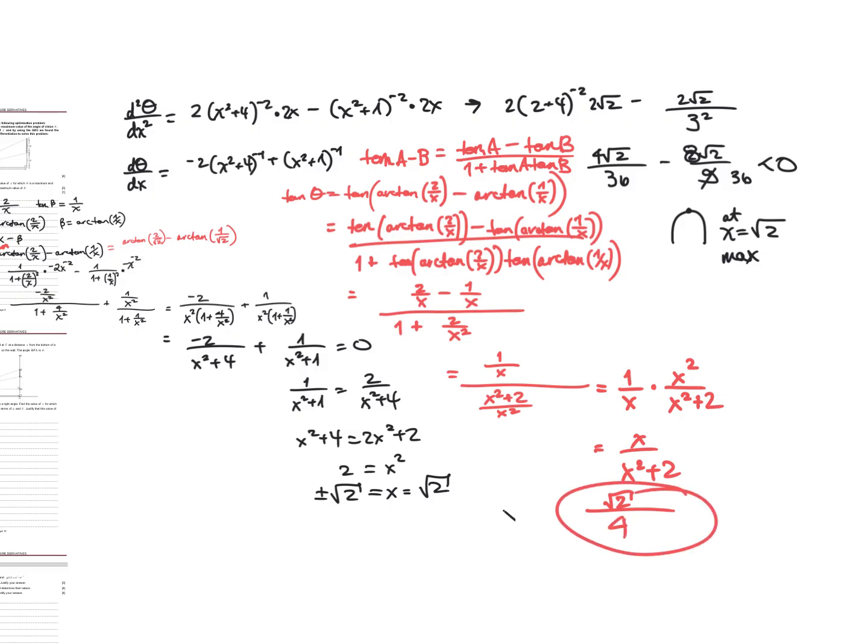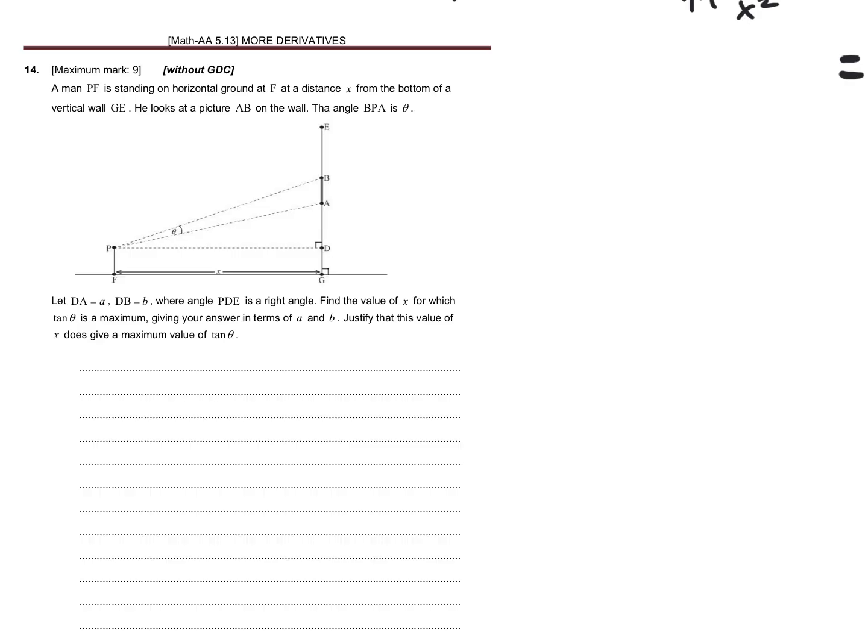we're going to have root 2 over 4. All right, P is a man standing on horizontal ground at a distance x from the bottom of a vertical wall. So he looks at a picture AB on the wall. The angle BPA is theta.